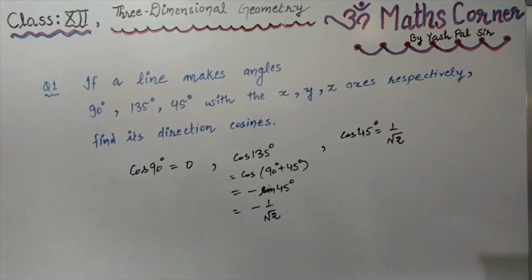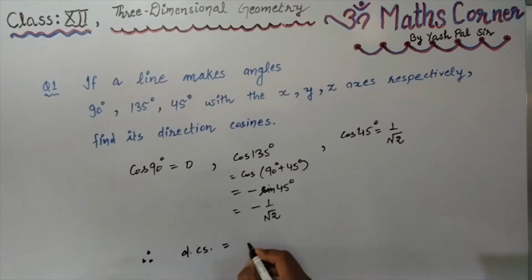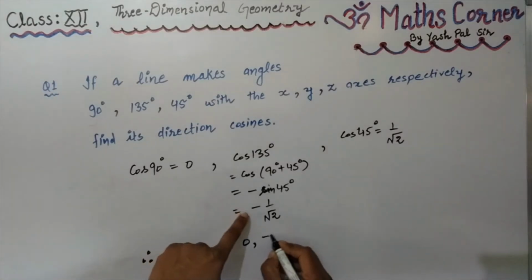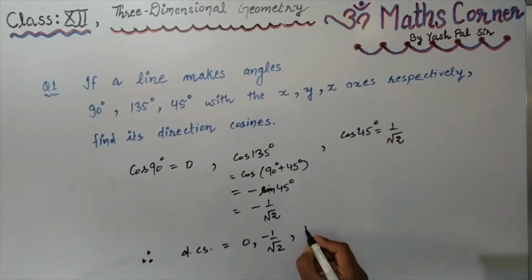So what are the direction cosines? The required direction cosines are 0, minus 1 upon square root of 2, 1 upon square root of 2. So this is the required answer.